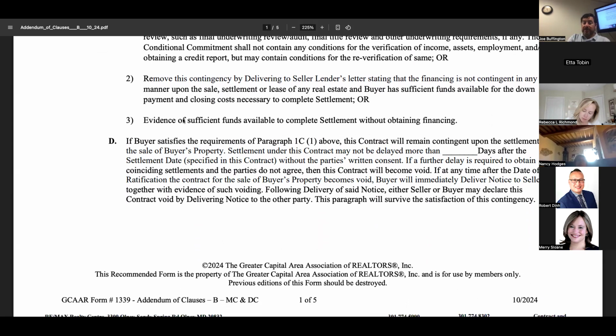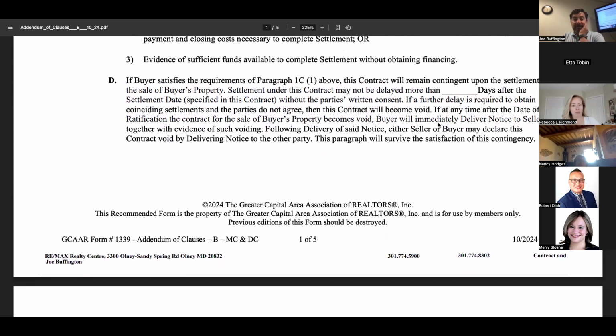And then option three is basically evidence of sufficient funds available to complete settlement without obtaining financing, right? The buyer wins the lottery, cashes out all their stock, something like that.